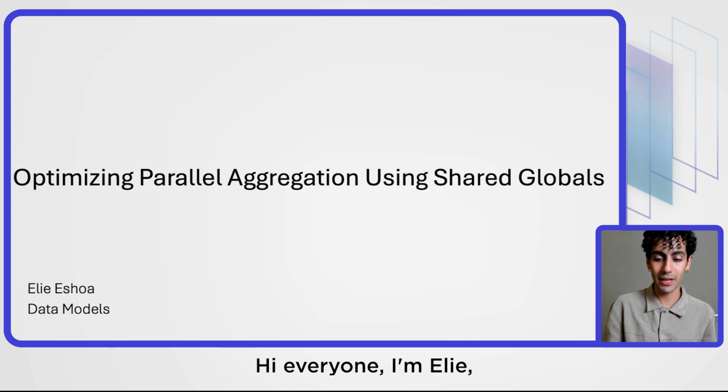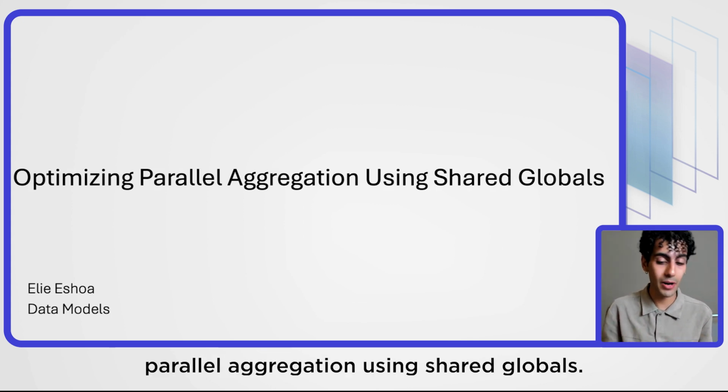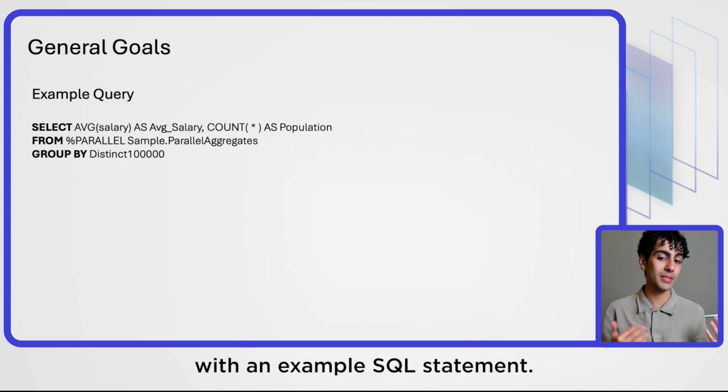Hi everyone, I'm Elie. I'm from the data models team, and today I'll be talking about optimizing parallel aggregation using shared globals. I thought it would be good to start with an example SQL statement.